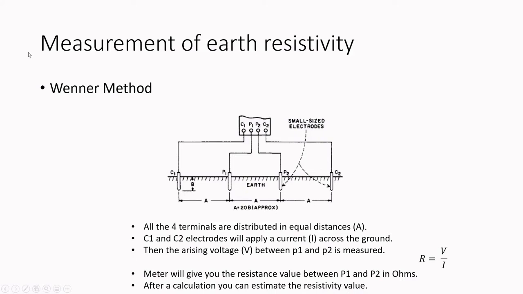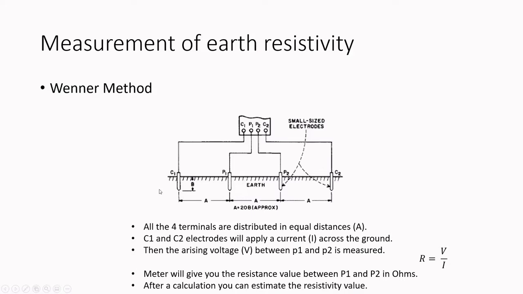Now we are going to talk about the measurement of earth resistivity using the Wenner method. In the Wenner method we have 4 terminals connected to earth like this. All the terminals are distributed at equal distances, but you have to know the depth has to be kept small to measure the earth resistivity correctly. So we have 4 terminals. There are 2 current terminals, C1 and C2, and 2 potential terminals, P1 and P2.